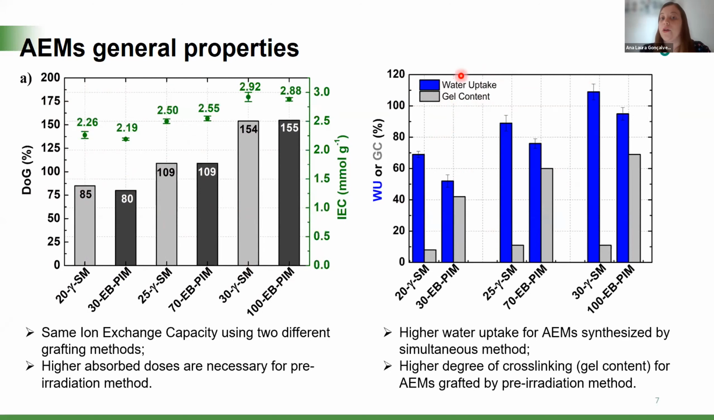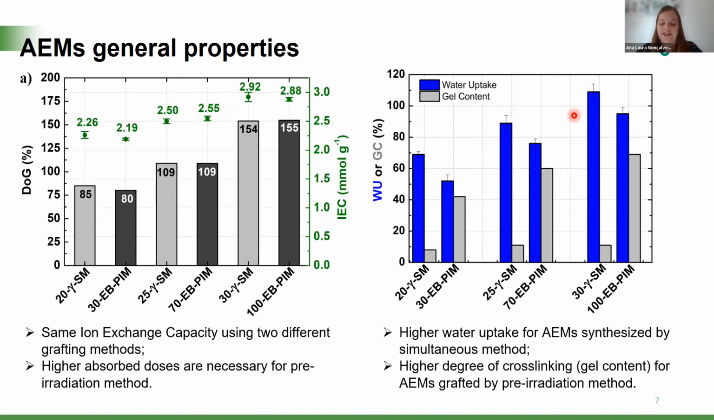such as the water uptake, which is the water absorption capacity of these membranes, we can see that membranes with similar ion exchange capacity resulted in different water uptake. So we see here that the simultaneous method provides membranes with a higher water uptake, even if you have the same ion exchange capacity. You can see here in the pairs. This is related to the microstructural properties due to different competitive cross-linking and scission reactions happening during the irradiation.